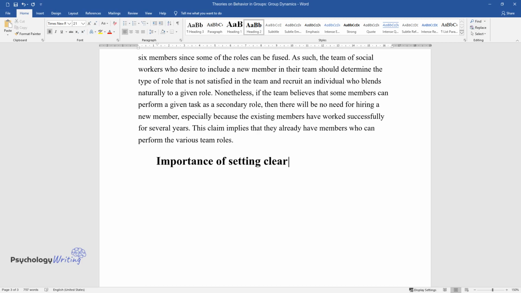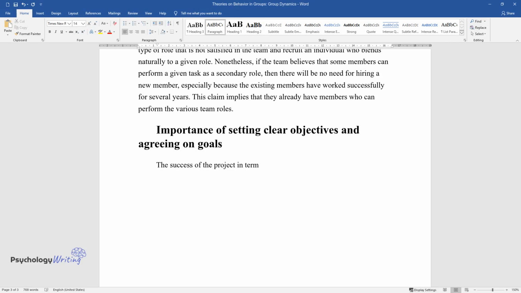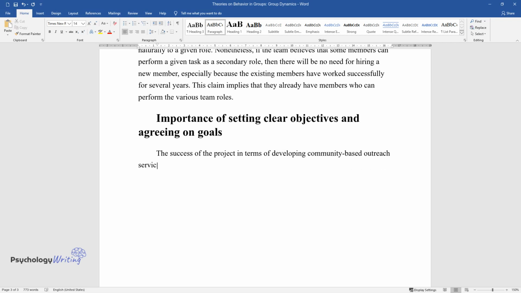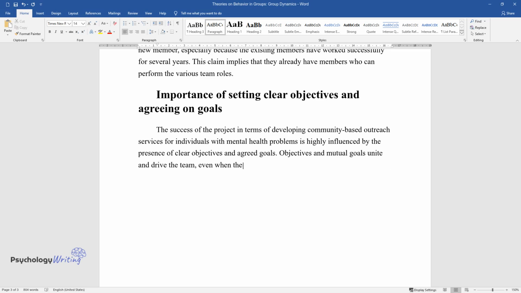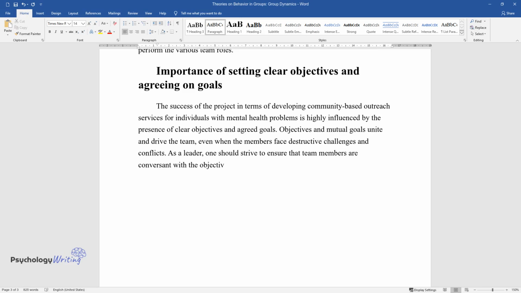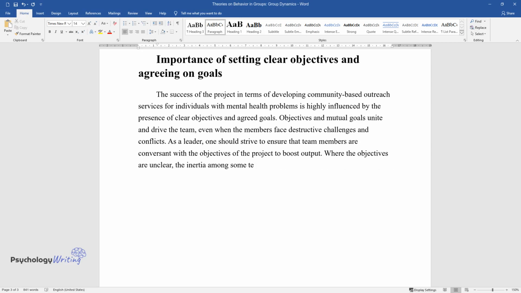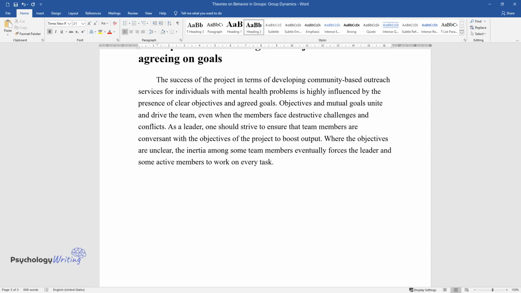Importance of setting clear objectives and agreeing on goals. The success of the project in terms of developing community-based outreach services for individuals with mental health problems is highly influenced by the presence of clear objectives and agreed goals. Objectives and mutual goals unite and drive the team, even when the members face destructive challenges and conflicts. As a leader, one should strive to ensure that team members are conversant with the objectives of the project to boost output. Where the objectives are unclear, the inertia among some team members eventually forces the leader and some active members to work on every task.